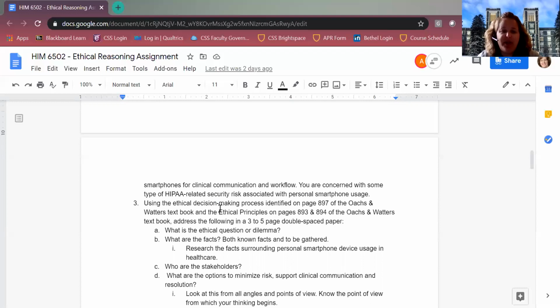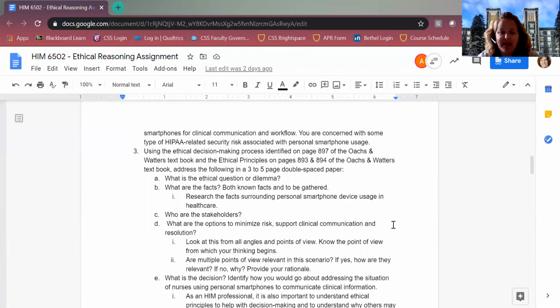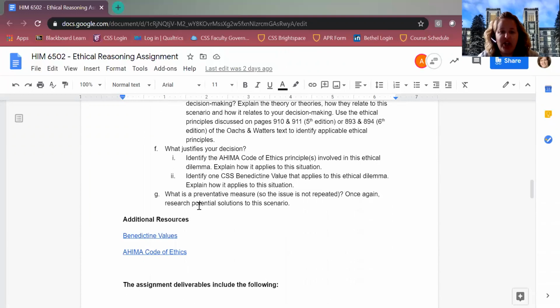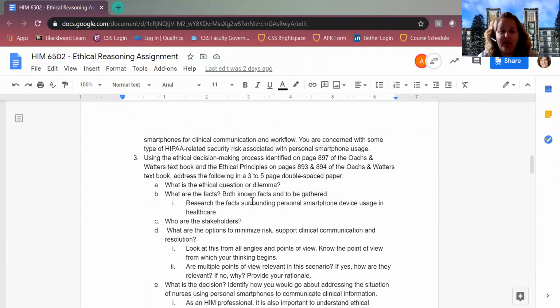So what you're going to do is look at, this is what I was referring to earlier, the Oaks and Waters textbook. There is an ethical decision-making process laid out for you on page 897. And then there's also ethical principles on pages 893 and 894. Using those, I want you to address these questions, A through G, in a 3 to 5 page double-spaced paper, okay?